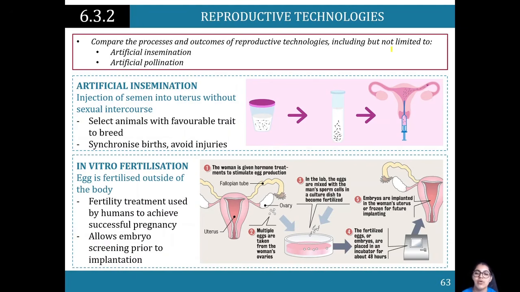So here, for example, the process is that a woman is given hormone treatments to stimulate the production of eggs. Once that happens, multiple eggs are taken from the woman's ovaries. In the labs, the eggs are mixed with a man's sperm, and they're cultured to become fertilized. Once they are fertilized, they're placed in an incubator for 48 hours. And then they're planted in the woman's uterus, or they're frozen for future implanting.